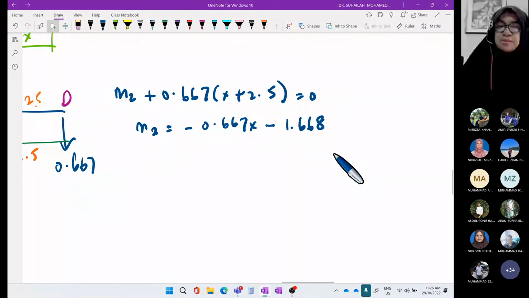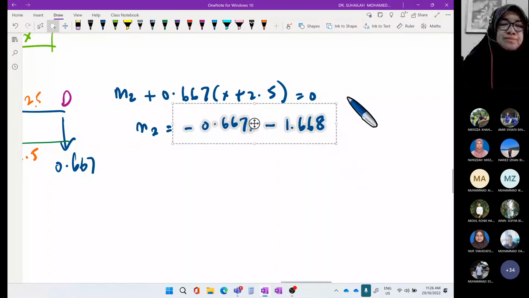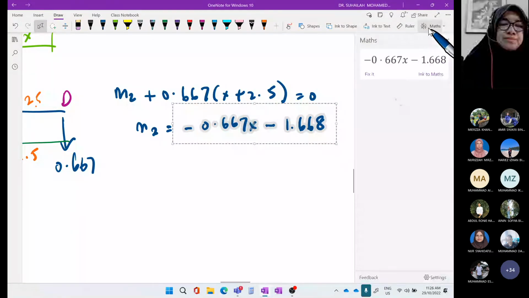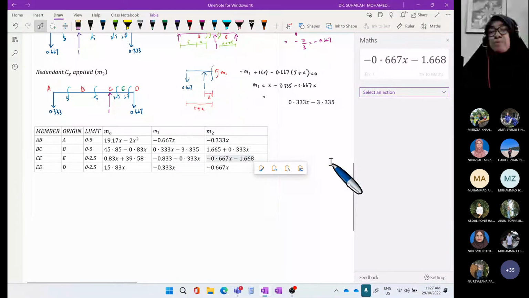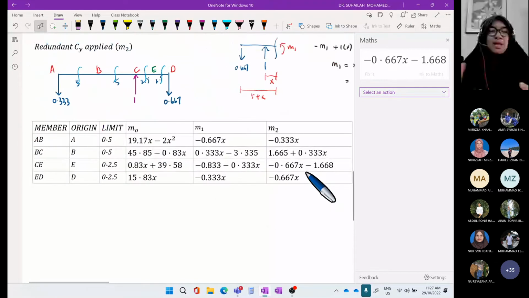Okay, now we complete. Different origin will give different equation and different free body diagram. Okay, careful ya, careful. So these are all the moment equations. Nampak soalan macam simple kan?